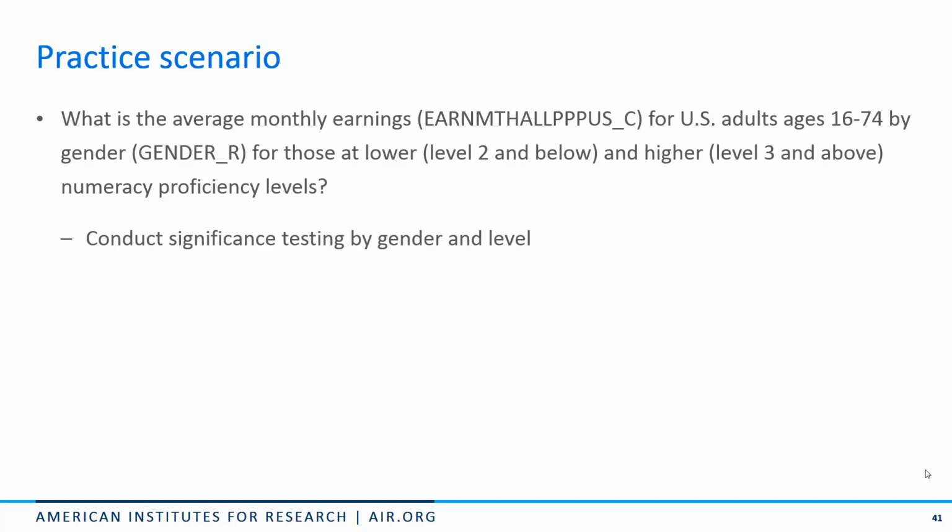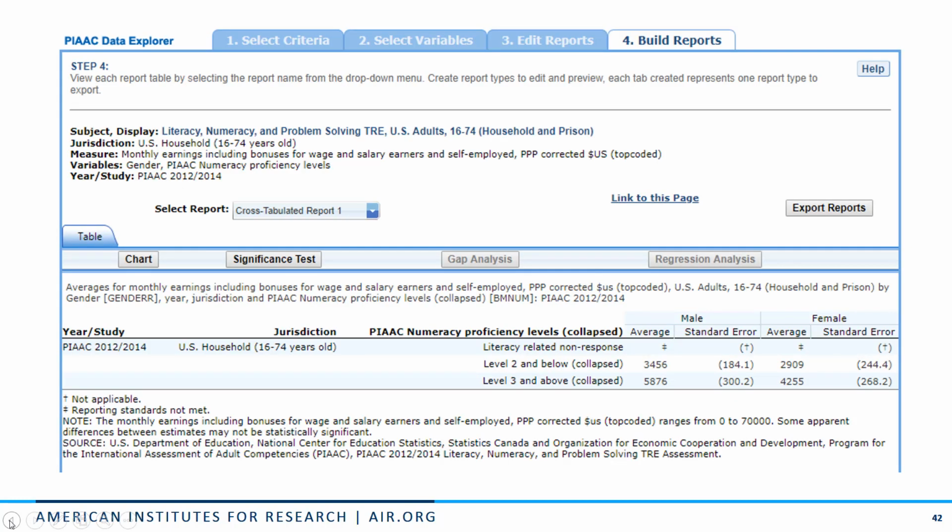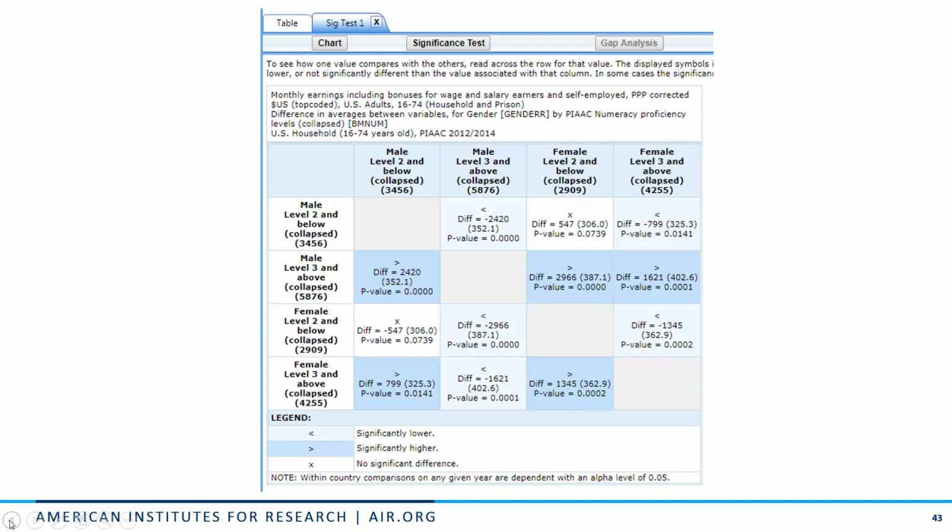Again, pause to take time to conduct your own practice analysis. This slide shows you the average income by gender and numeracy proficiency level. This slide shows the results testing whether there are any significant differences by gender or level.